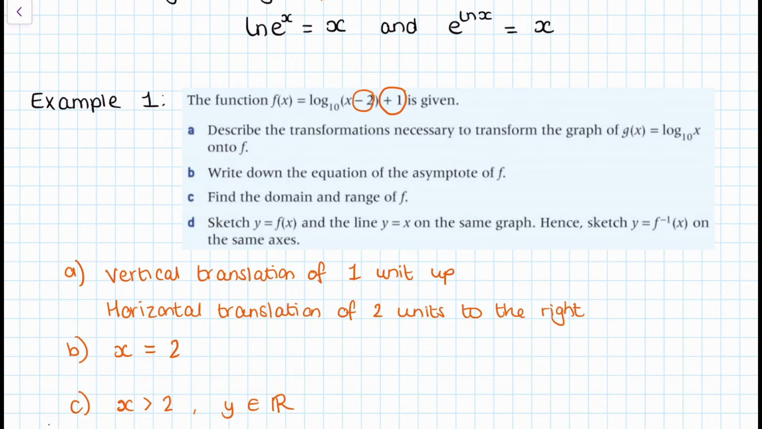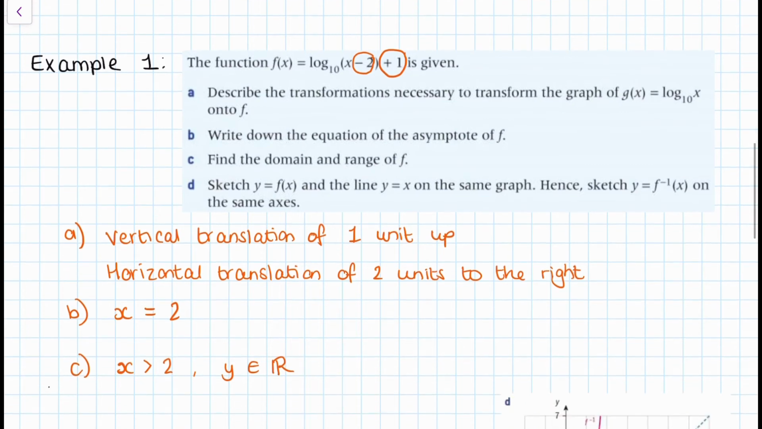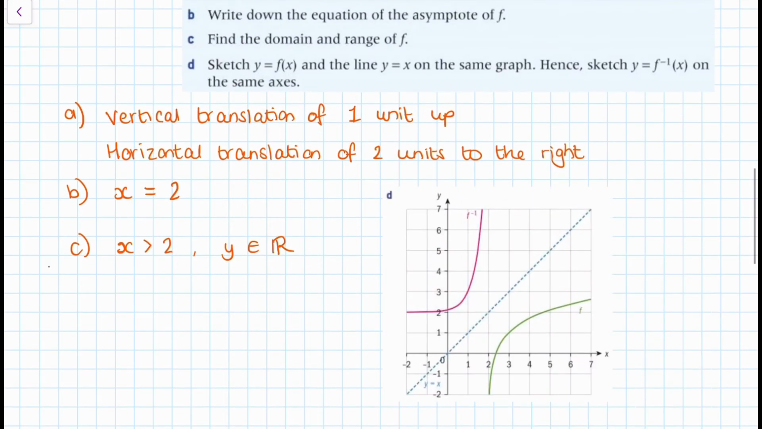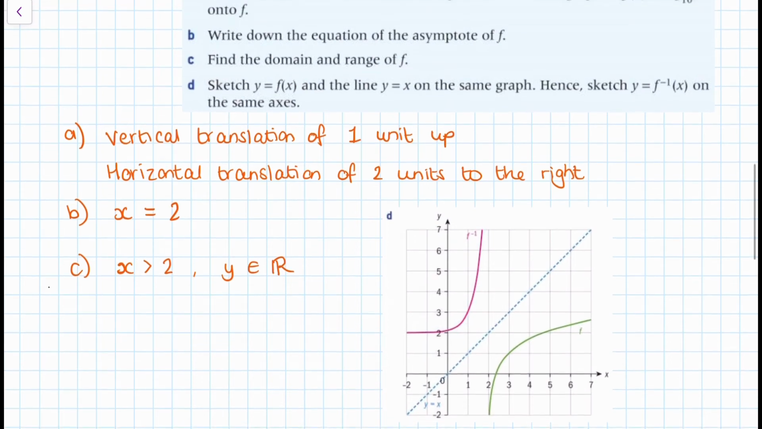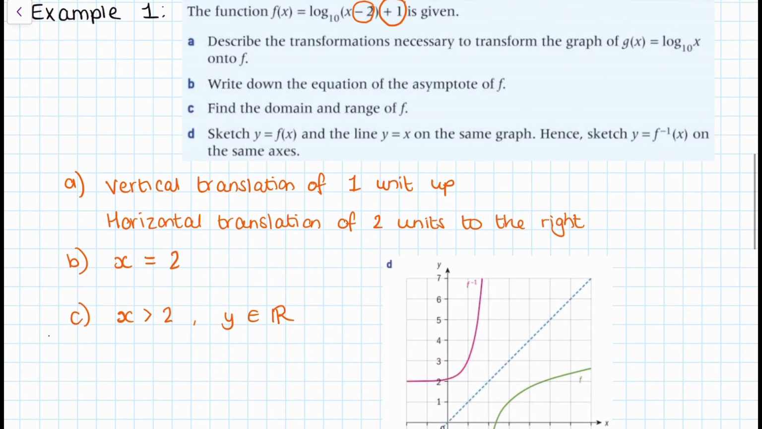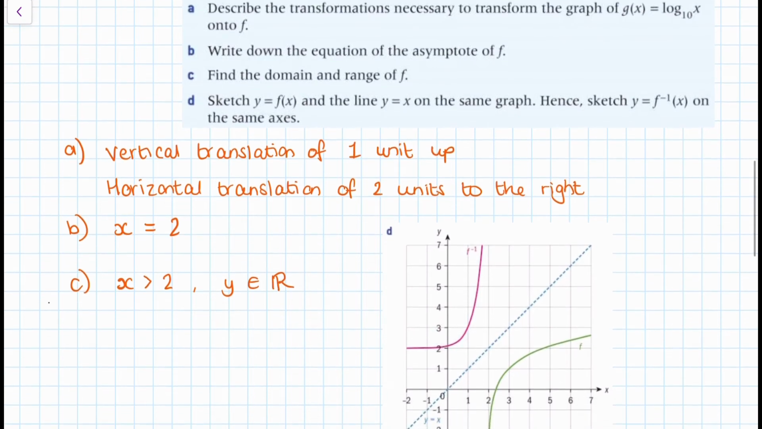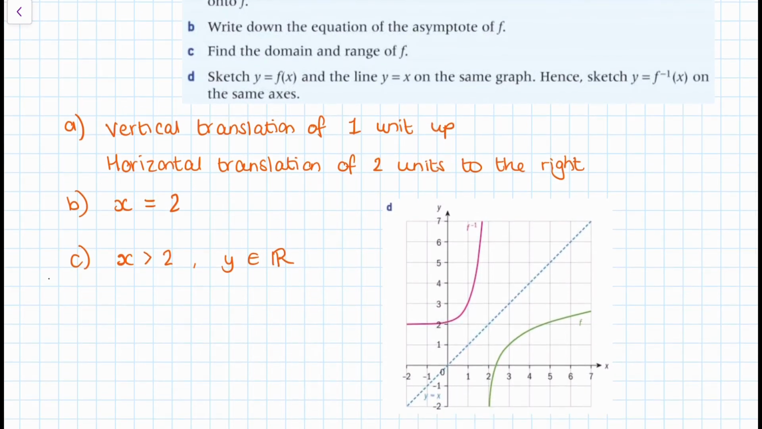Part D, sketch y equals f of x, so sketch the function and the line y equals x on the same graph, and then sketch your inverse. So here's one I prepared earlier. So the green line is the function f of x, which was given in the question, the log base 10 of (x minus 2) plus 1. Then the pink line is the inverse of that, so that will be the graph of the exponential. We know that's what an exponential graph looks like from last week's lessons.